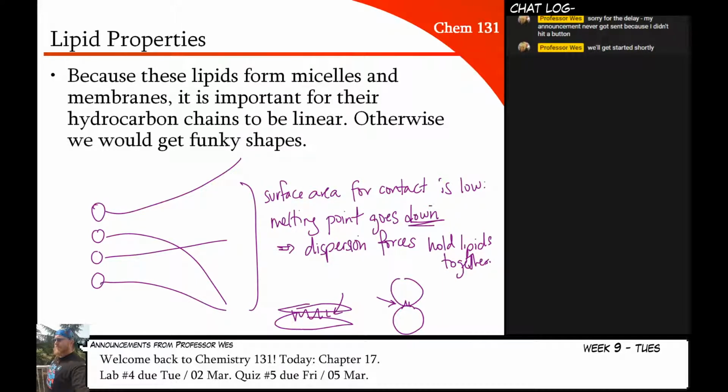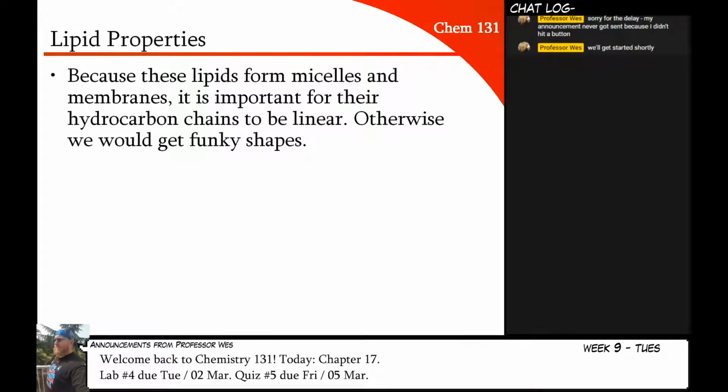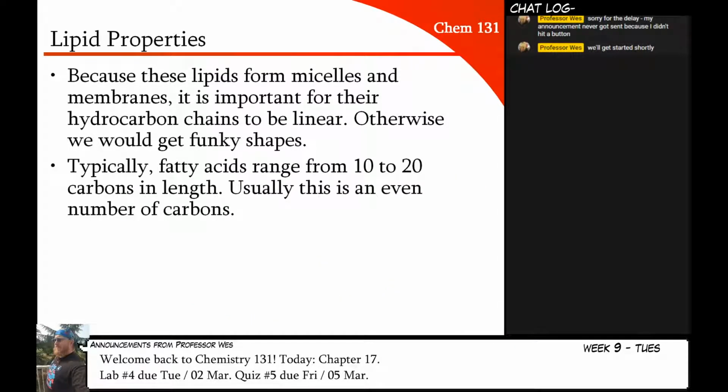So what that means is that with the fatty acids that we're going to be looking at, there must be various orientations, and some of those must be really, really linear. So that's what we're going to be discussing today: which orientations will give us a straight line and which ones won't.